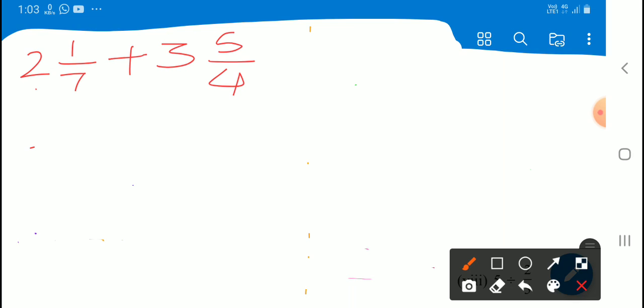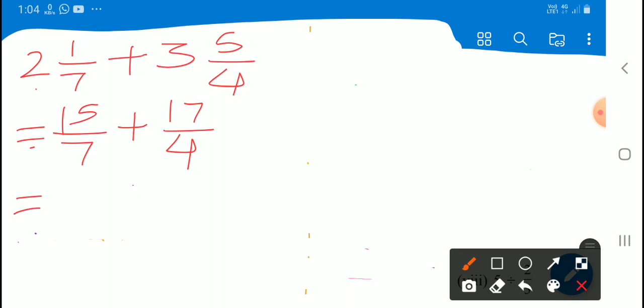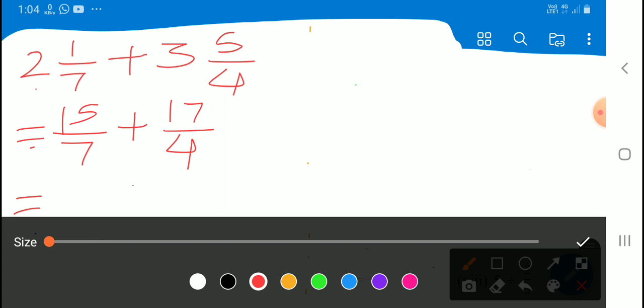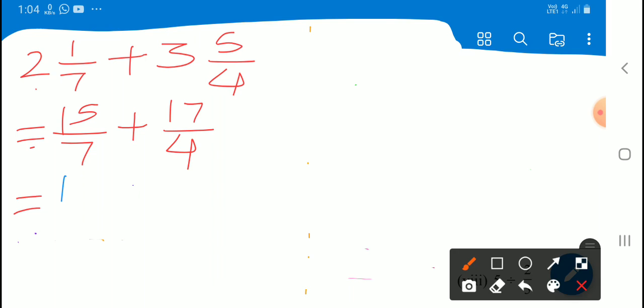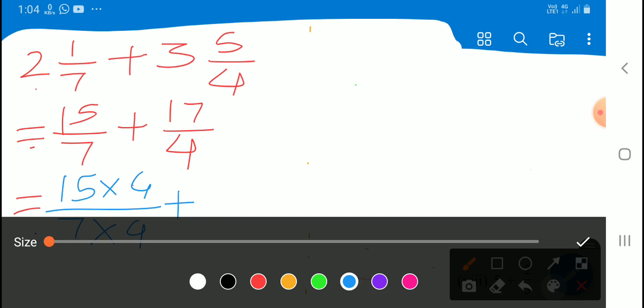So first of all I have to convert the mixed number into an improper fraction. Directly I will convert it. 7 2s are 14, 14 plus 1 is 15, 15 upon 7, plus 4 3s are 12, 12 plus 5, 17 upon 4. Now the denominator is not equal, so I have to equalize the denominator. How to equalize that, you know very well now.